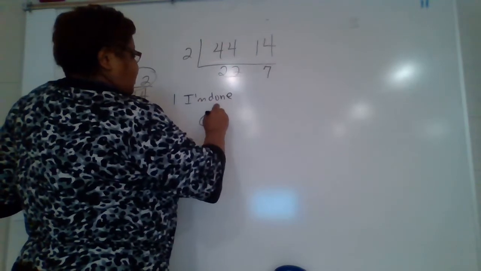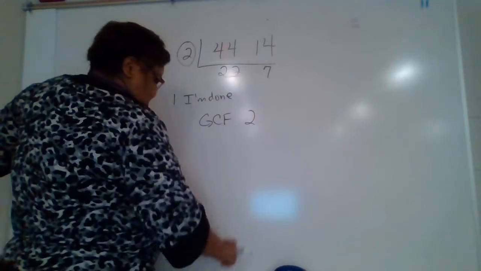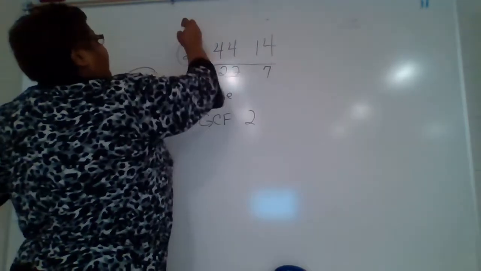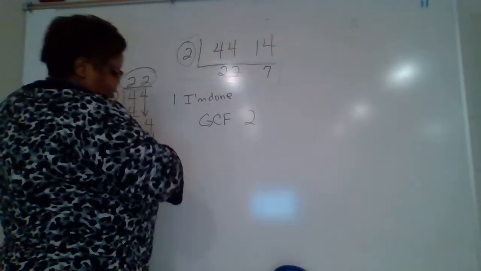So my GCF is just this number over here to the side. And then for my LCM, I have to multiply all those together.